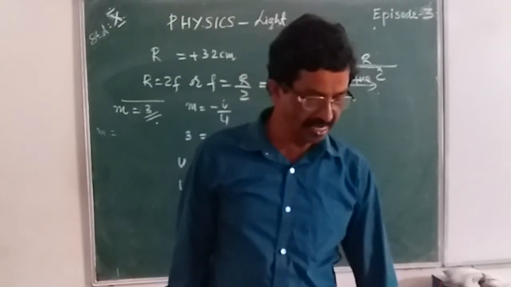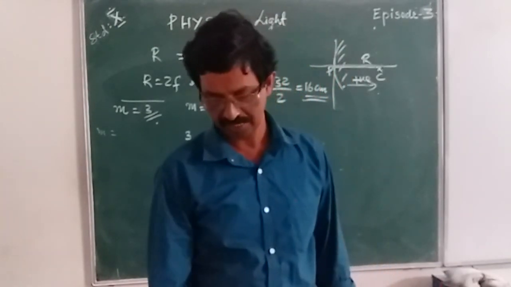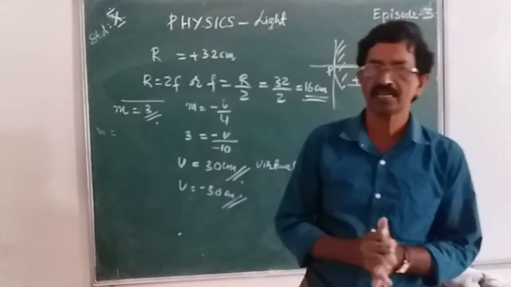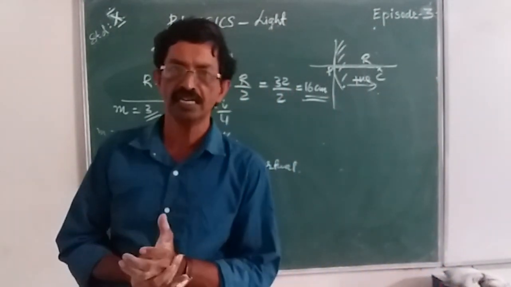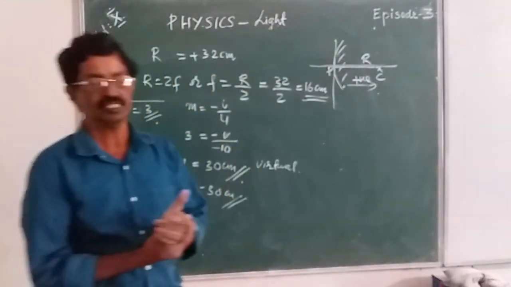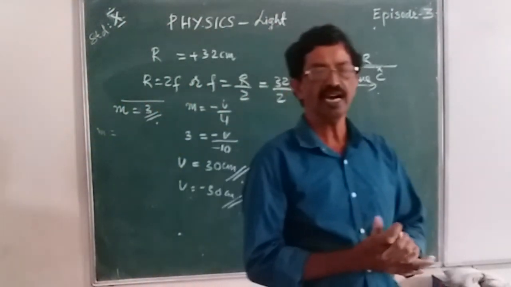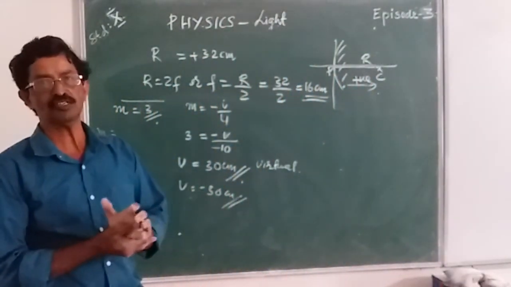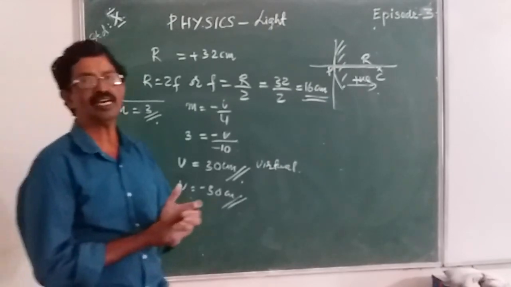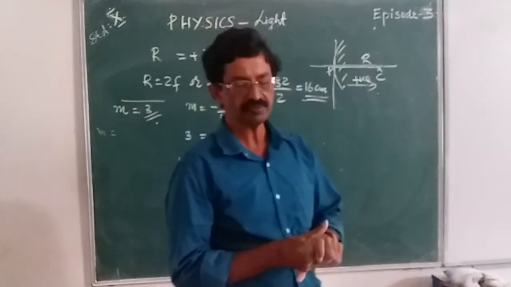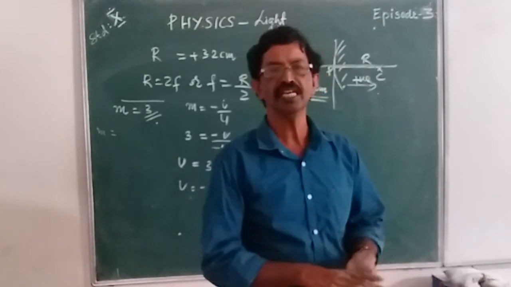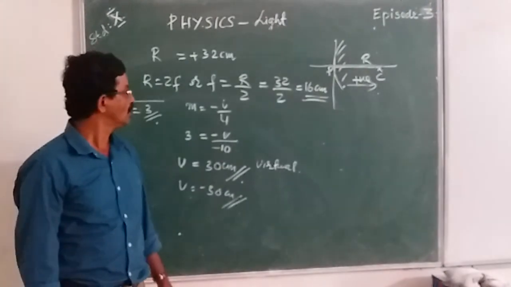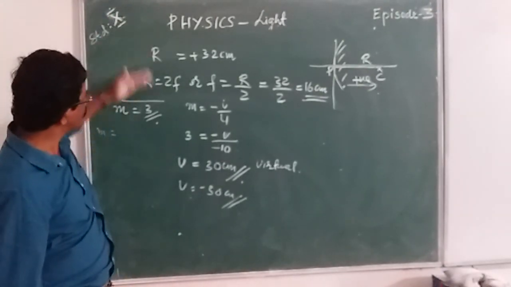Okay, now we discussed 2 important terms, that is the mirror formula, and another one is magnification. Which is the mirror formula? 1 by u plus 1 by v is equal to 1 by f. And another one is magnification. M is equal to height of image by height of object.